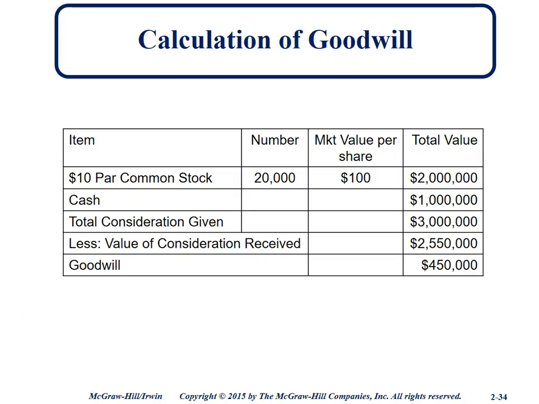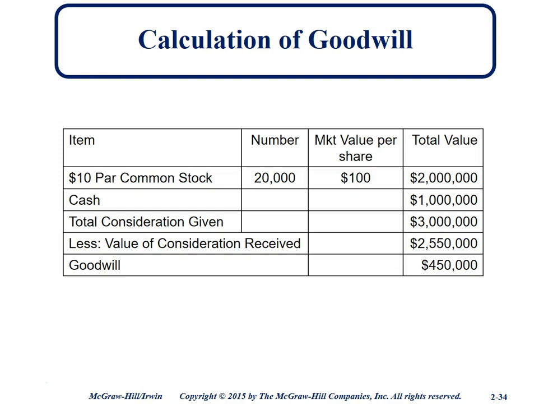Okay, so here are the actual details of the calculation. They gave them 20,000 shares of stock at $100 a share. That's $2 million. They also gave them $1 million cash for a total consideration of $3 million.